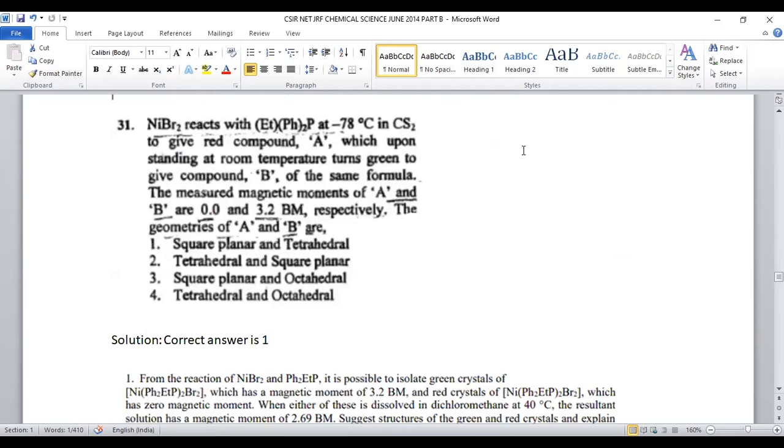Let us move on to question number 31. Again, it is a part of inorganic chemistry. Nickel dibromide reacts with EtPh2P at minus 78 degrees centigrade in carbon disulfide, giving red compound A, which upon standing at room temperature turns green, giving a compound B of the same formula. The measured magnetic moments of A and B are 0 and 3.2 Bohr magnetons respectively. The geometries of A and B are?